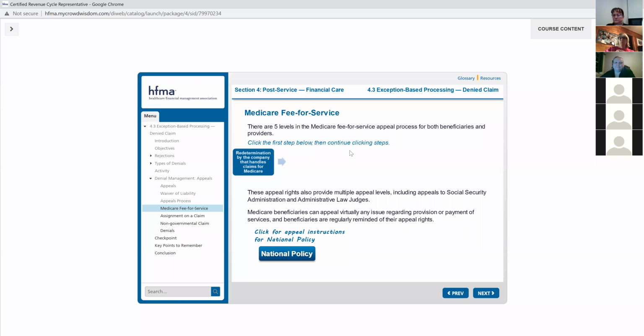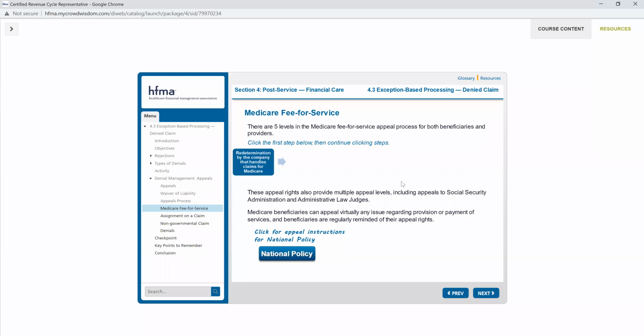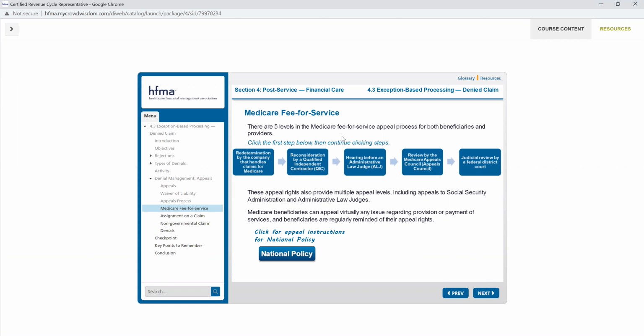So under Part A, providers can appeal denials based only on medical necessity, and under Part B, physicians and suppliers have the same right to appeal as beneficiaries if they accept assignment on a claim. Accepting assignment means that the physician and suppliers accept what Medicare pays as payment in full without billing the beneficiary for more than the allowed copayment and deductible.